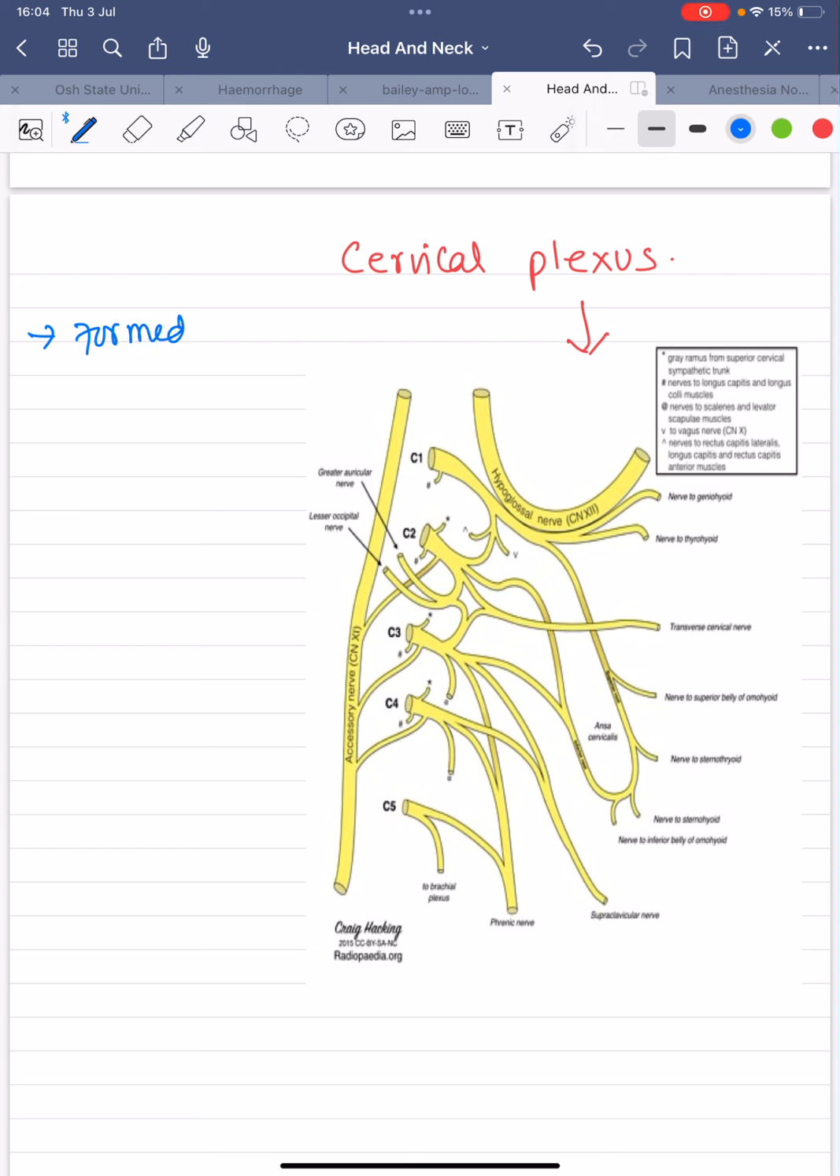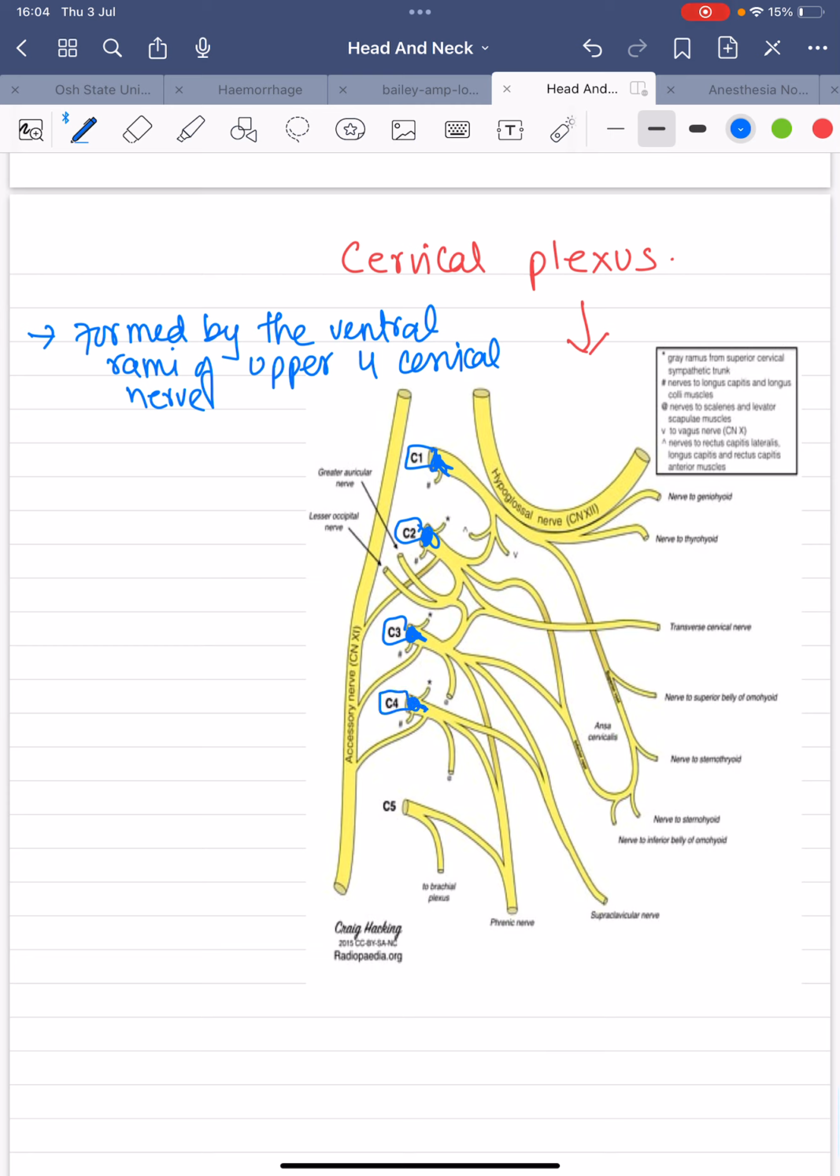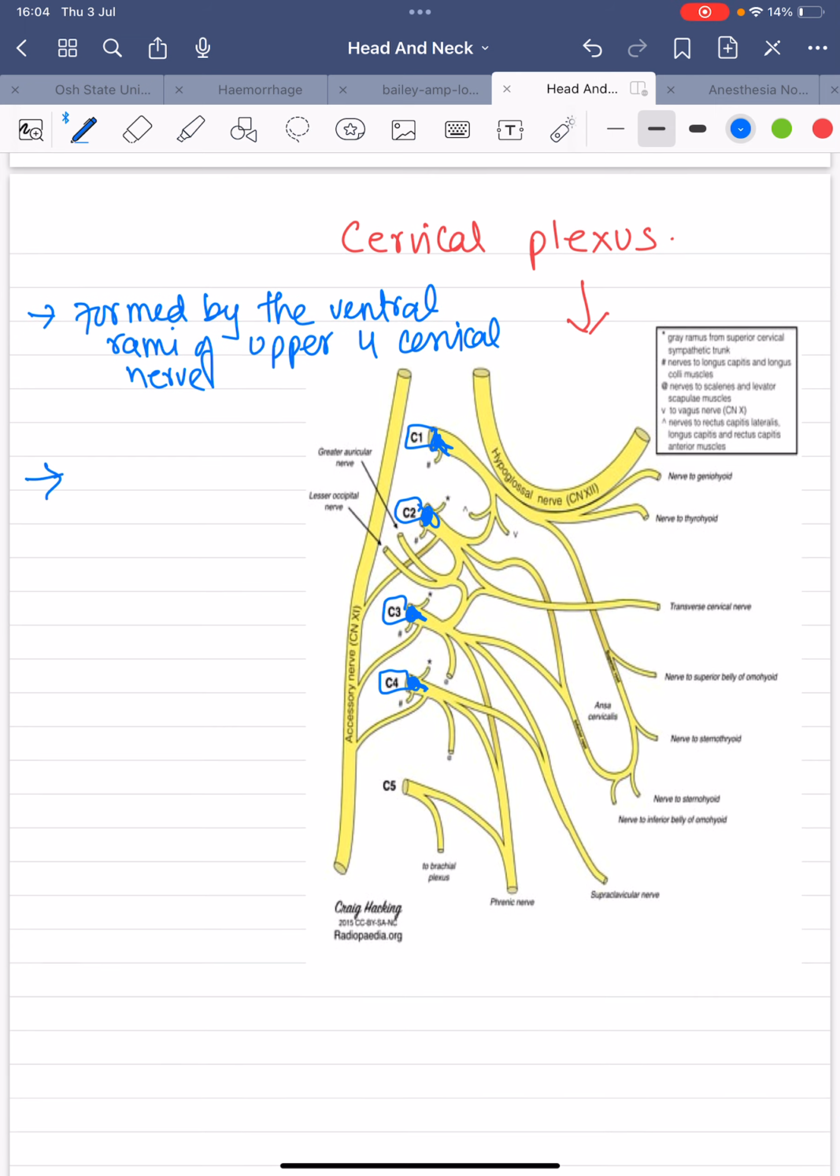ventral rami of upper four cervical nerves. Okay, so it will be formed by the C1 fibers, C2 fibers, C3 fibers, and C4 fibers. So these upper four, the ventral rami of the upper four cervical nerves, are going to form the cervical plexus.